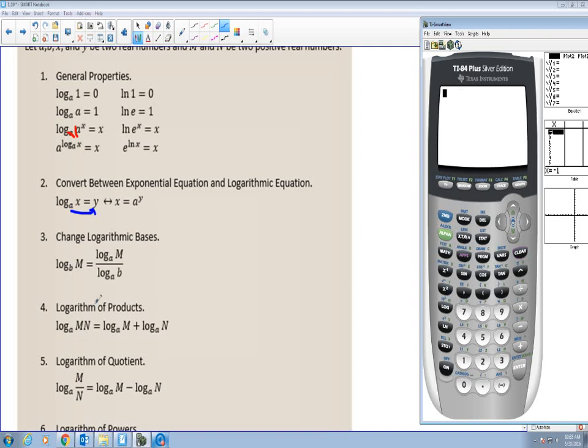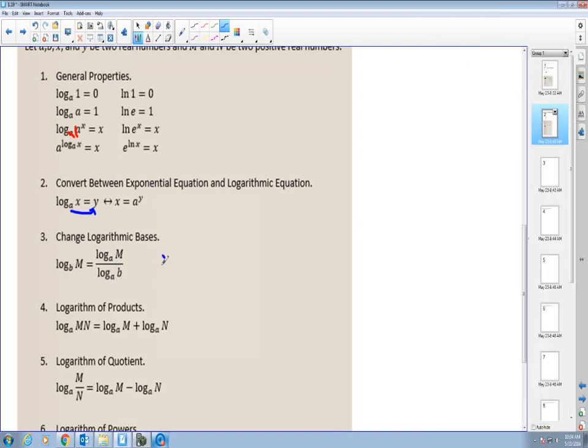Okay. So sometimes we will need to change our base to a different base. And when we run into it, I will show you. Basically, this base a can be 10, or it can actually be e.